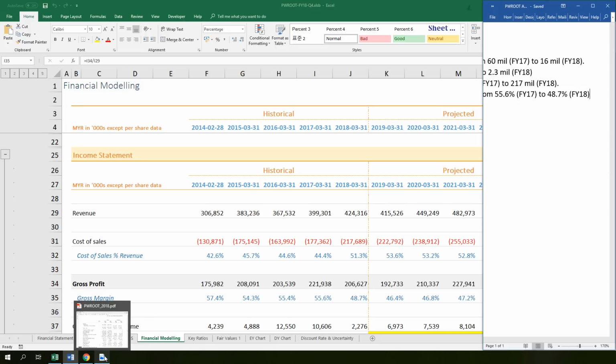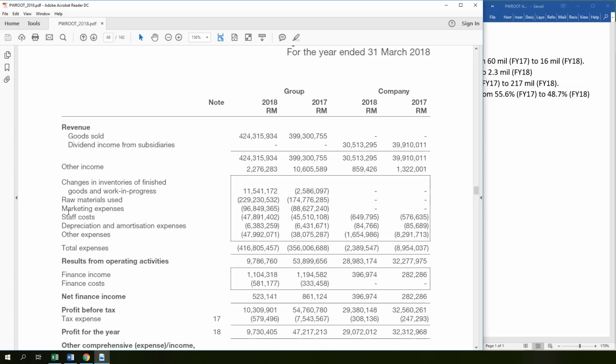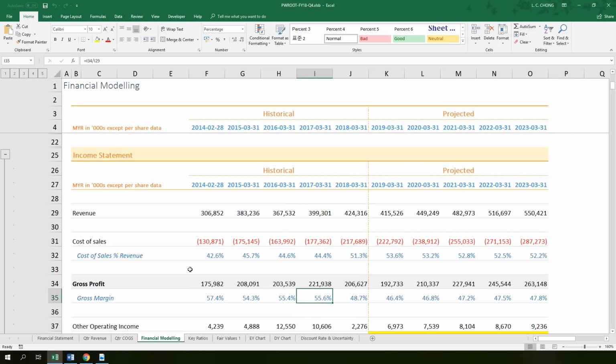Let's go to the next line item. Marketing expenses is a big increase. Let's see. Let's do a quick check.